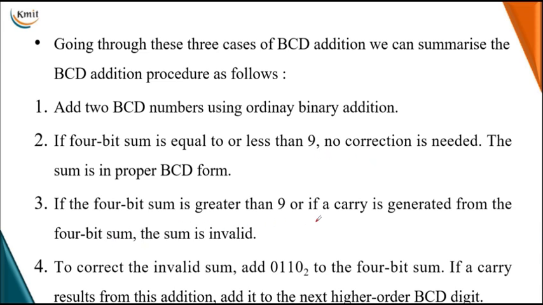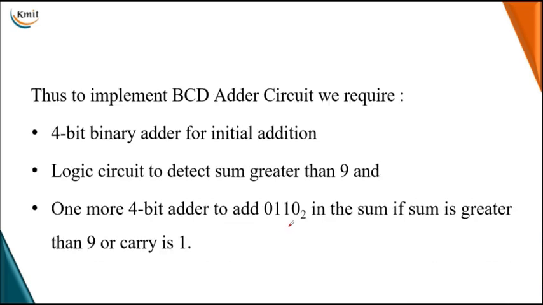If your BCD summation is greater than 9, we need to add 6 to that summation to obtain your actual result in BCD. The third case is if your summation is less than 9 but a carry is generated; there also we have to correct it. To perform all these operations, we require 3 circuits.